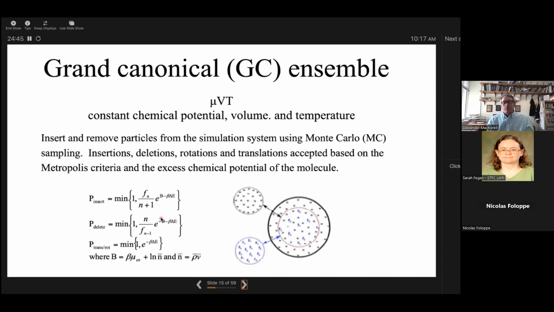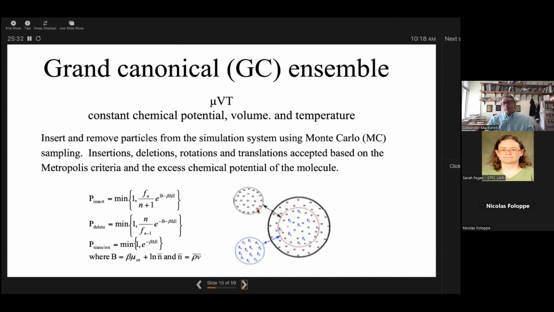So the way to get around this was, okay, we can start to think about using the Grand-Canonical ensemble. In the Grand-Canonical ensemble, we're simulating at constant chemical potential, constant volume, and constant temperature. So we actually can change the number of particles in the system. And we're doing this through insertions and deletions from external baths into the simulation system. The acceptance of these insertions and deletions, as well as rotations and translations, is based on Monte Carlo. We use Monte Carlo for the insertions and all the moves, and then use the Metropolis criteria for acceptance based on the excess chemical potential for the solutes being inserted and so on.